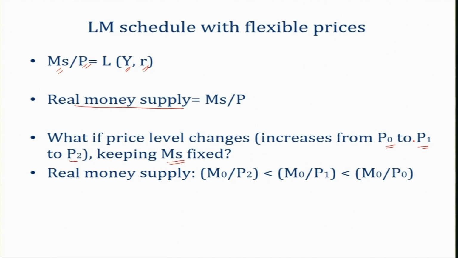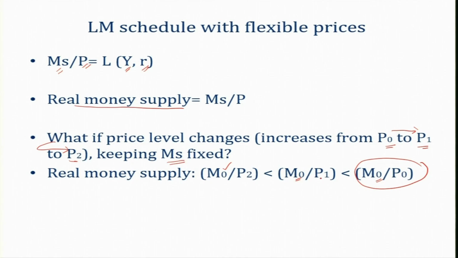So, in this case, suppose the money supply is fixed, assume that money supply is M0. When the price level is increased from P0 to P1 and further from P1 to P2, we can see, suppose this is the initial situation, the price level is P0, keeping money supply at a fixed level. When the price level is increased, the nominal money supply remains the same, but in real terms money supply has decreased because the purchasing power of money has declined, right, because the price level has increased.